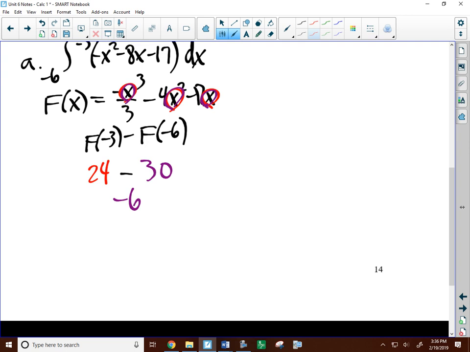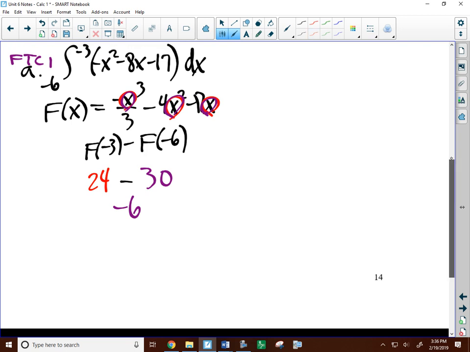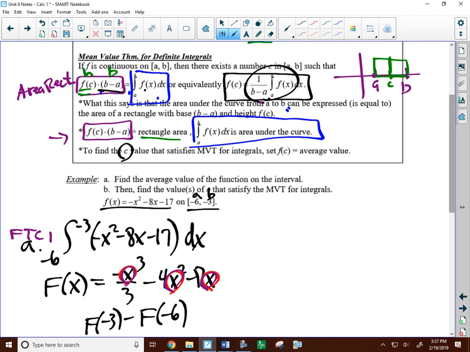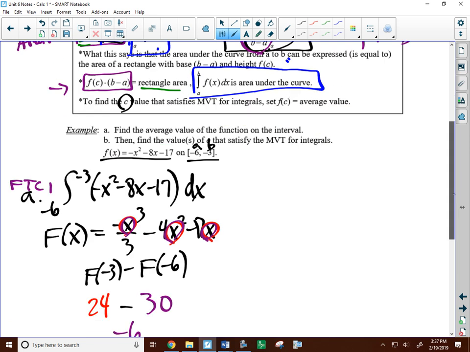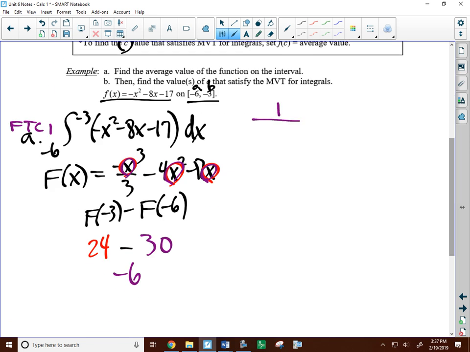Now that right there is purely what we've done before, the area, FTC1, area under the curve. I should have mentioned that. We did FTC1 here to start. That's the area under the curve, and I get the average value. You'll notice the average value needs a 1 over b minus a in front. So 1 over b, -3, minus a, -6, and then times whatever we got there.